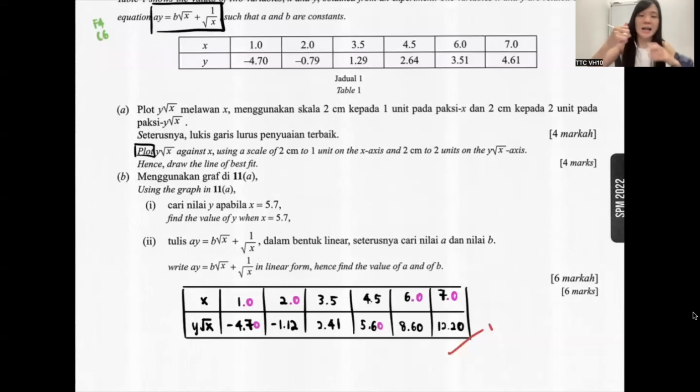After this table marks, now we're going to start to draw. It says, plot y square root x against x using 2 cm to 1 unit on the x-axis, 2 cm to 2 units on the y square root x axis. Now, guys, look carefully. You shouldn't always draw the graph first, draw the table first. Because the table will tell you, hey, got negative values. So you're going to leave some space for negative. So 2 cm for 2 units. So I think the bottom needs some space.